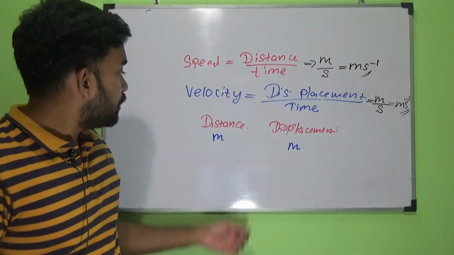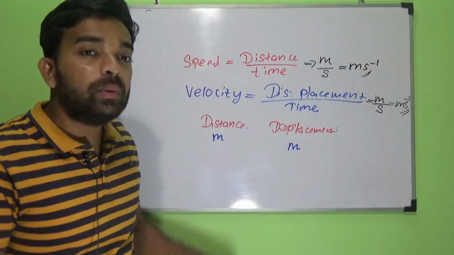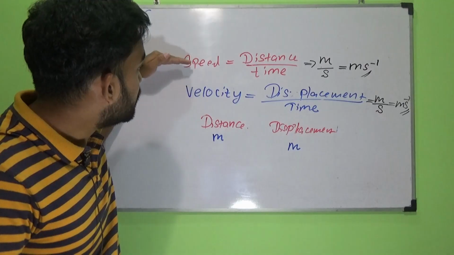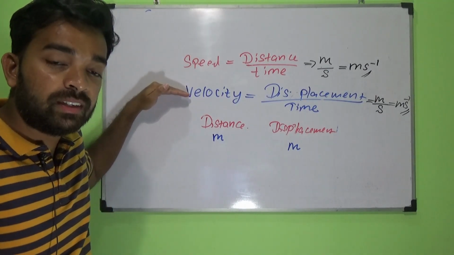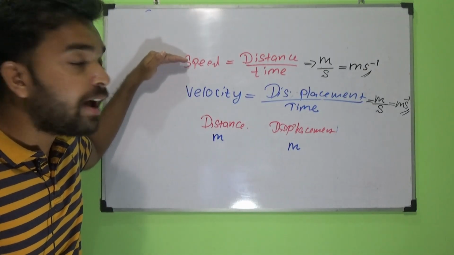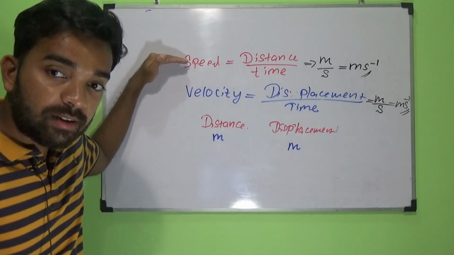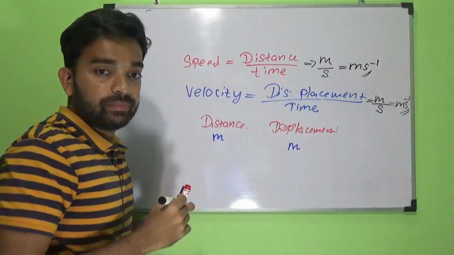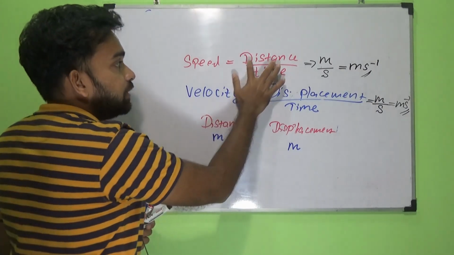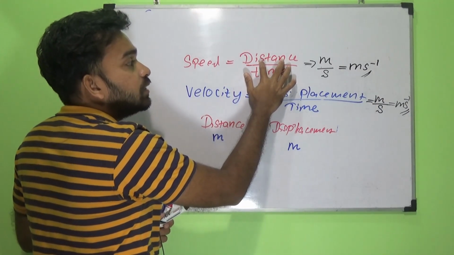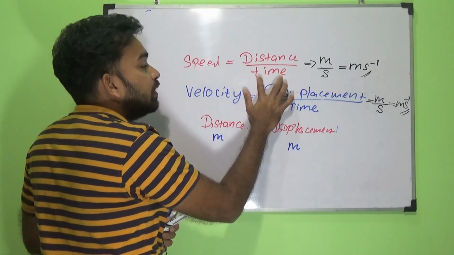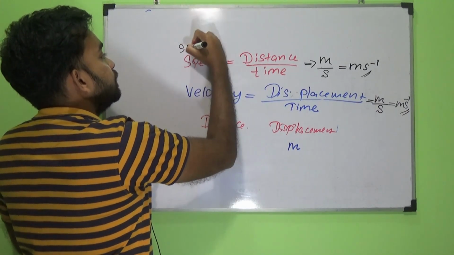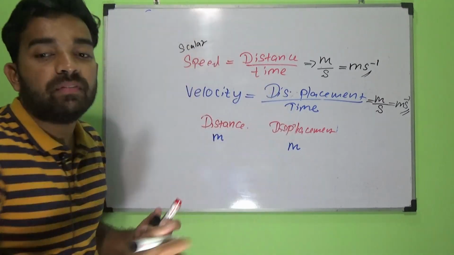Understood? So what is the difference between the velocity and the speed? As I said to you earlier, velocity has a specific direction, speed does not have a specific direction. Why? It's because distance is not a vector. We are dividing a scalar by a scalar. What we get here is a scalar, which means we don't have a specific direction.